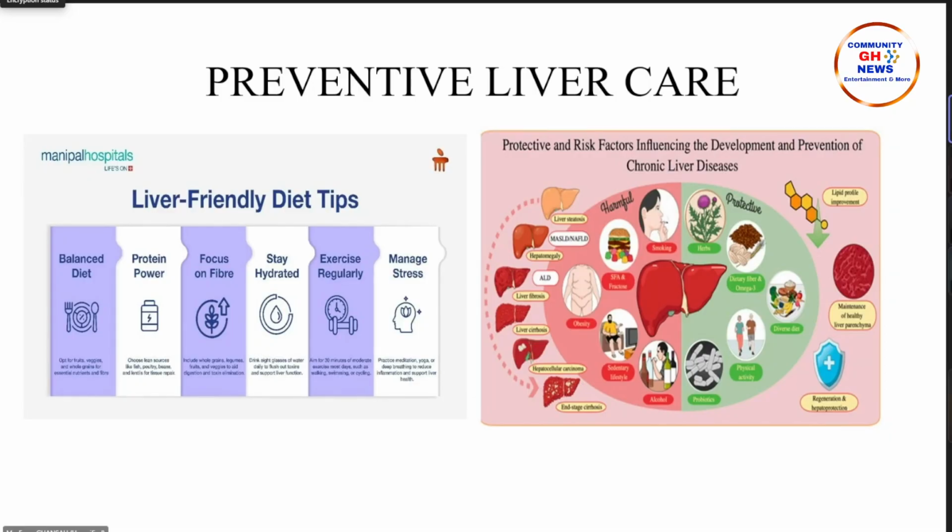You can also make sure that you take in some of these dairy products, maybe like unskimmed milk, things that will not contain a lot of fat. So when you're buying these things, you have to take that into consideration. And then you focus more on the fiber, which is the whole grains, legumes. So all these things aid in digestion and aid in the proper functioning of the liver, because they'll obviously also boost your immune system.